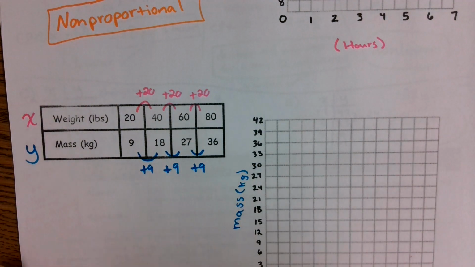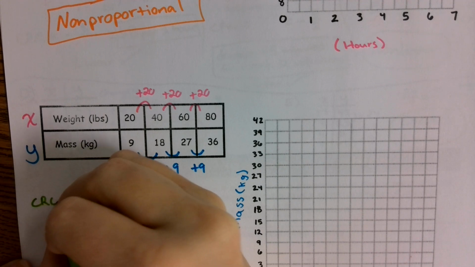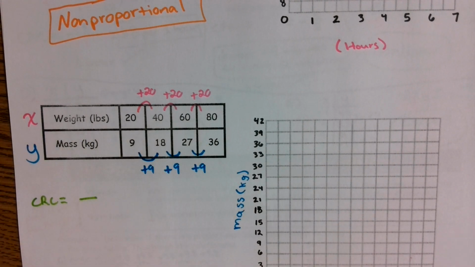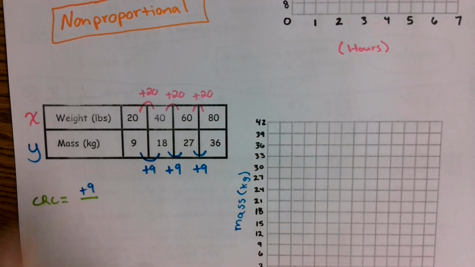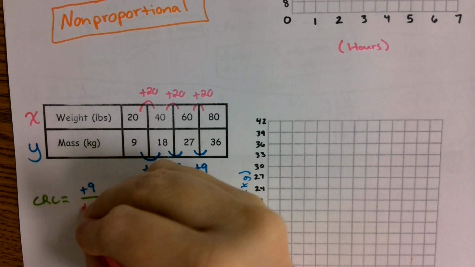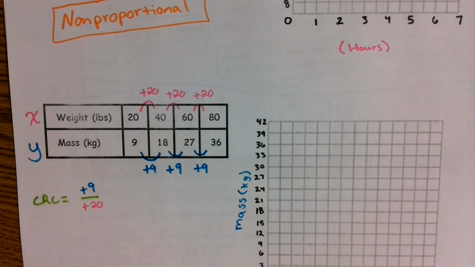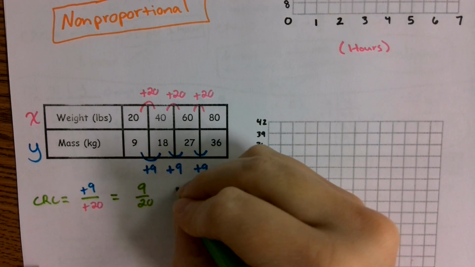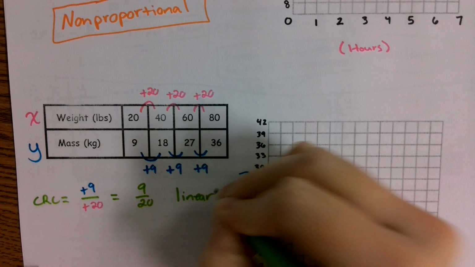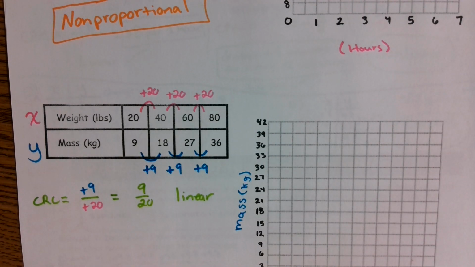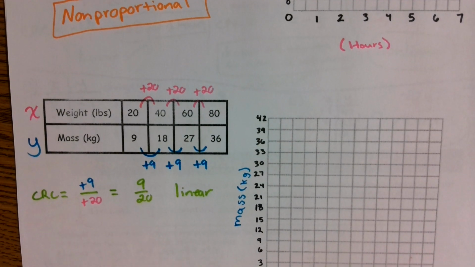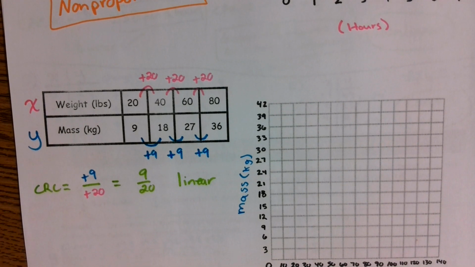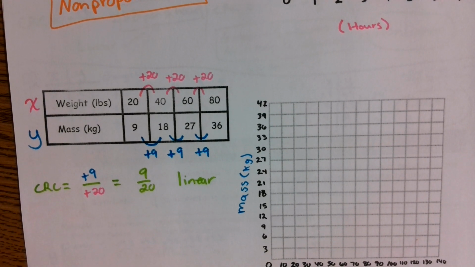So it does have a constant rate of change. Our constant rate of change is the positive 9 over the positive 20. Okay? That's as simplified as it's going to get, 9 over 20. But it does make it a linear relationship. So that's at least one thing that checks off. We do know it is going to be linear. Now we need to know whether or not it's going to be able to go to the origin.